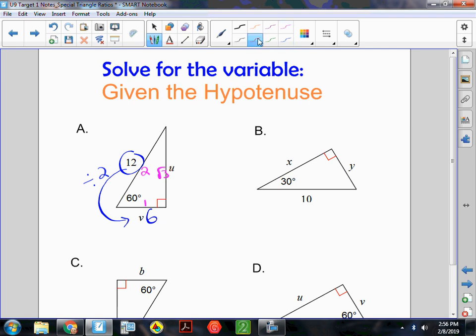Once I have that short side, I can multiply by square root of 3. 6 times square root of 3. And that's my answer. You can pause for a moment, see if you can do option B. If this is 10 for the hypotenuse, 10 divided by 2 is 5. And then 5 times root 3 gives you your ratios.